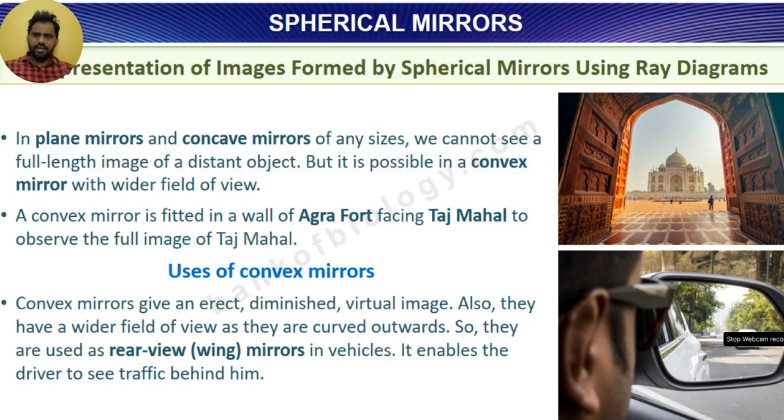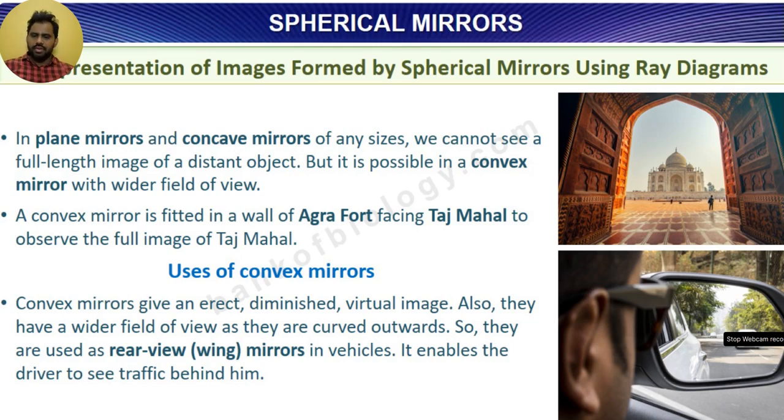In plane mirrors and concave mirrors of any size, we cannot see a full-length image of a distant object, but it is possible in a convex mirror with a wider field of view. In a convex mirror, we can see a wider field of view. So a convex mirror is fitted in a wall of Agra Fort, facing the Taj Mahal, to observe the full image of the Taj Mahal. Clear?